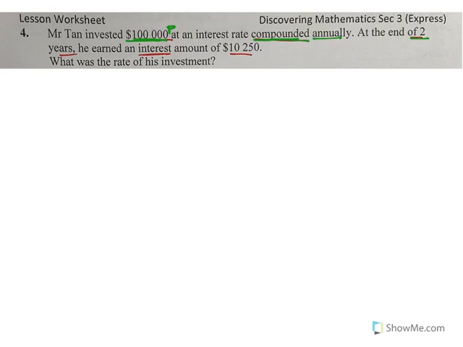And at the end of 2 years, he earned an interest of $10,250, right? So this is the interest. They ask, what was the rate of his investment? First of all, you need to identify that this is a compound interest question. So you have to write down your formula first.